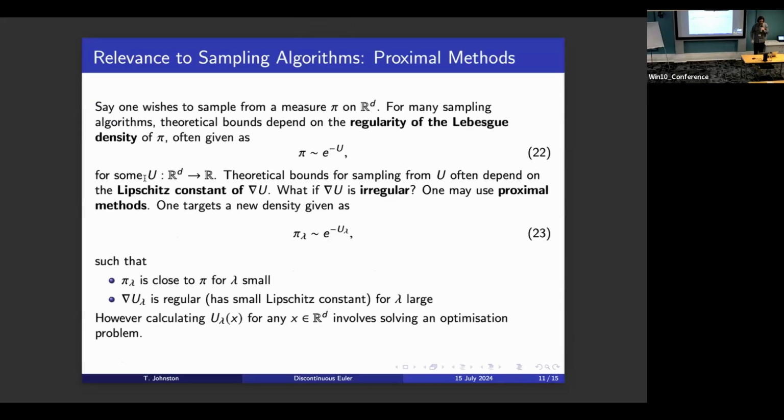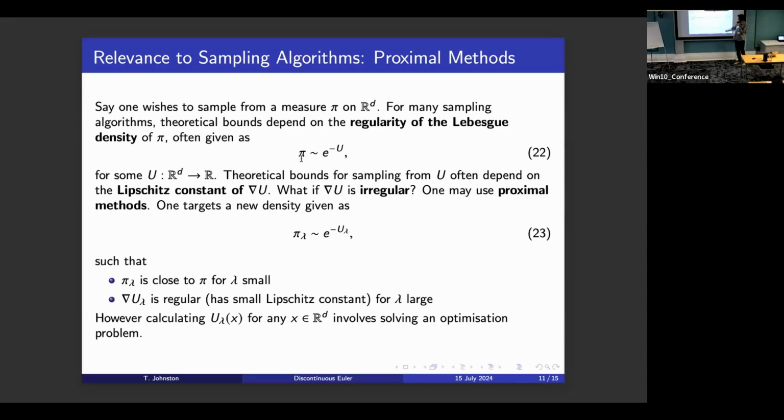Okay, so now I'd quickly like to talk about the relevance of these numerics results for sampling algorithms, which I think is an emerging topic. There's not much literature in this direction at the moment. Say one wishes to sample from a measure pi on R^d. This is the classical case, familiar to most people here. One usually writes the density in the form e to the minus U, so one considers U the negative logarithm of the Lebesgue density.